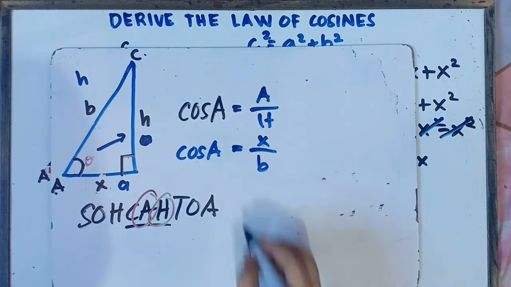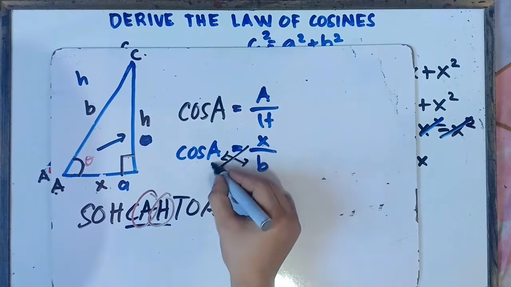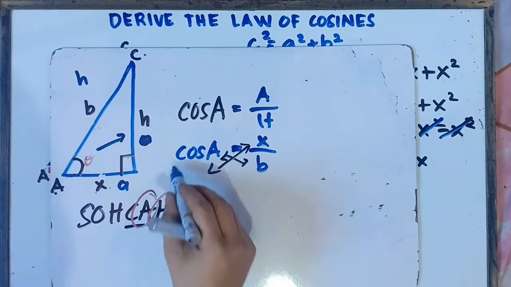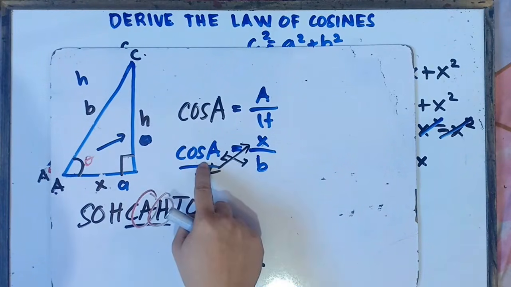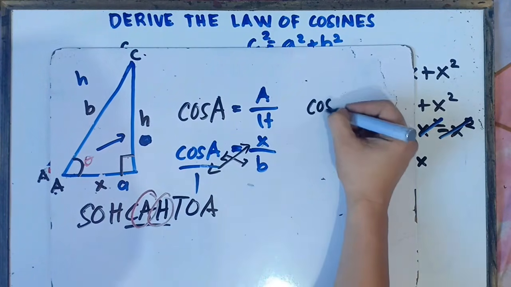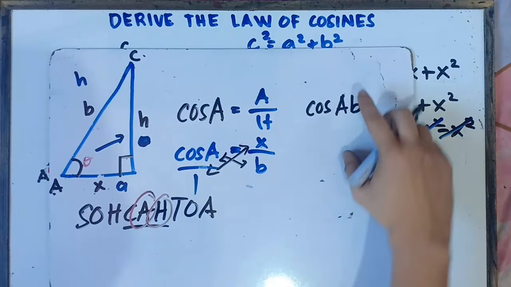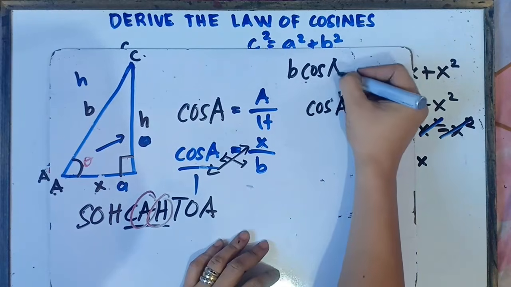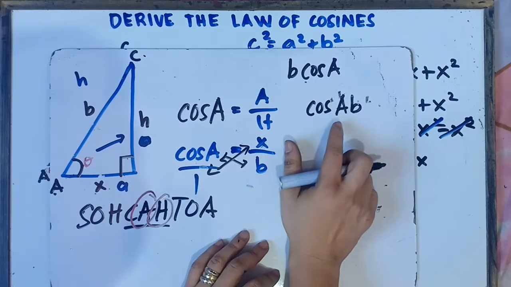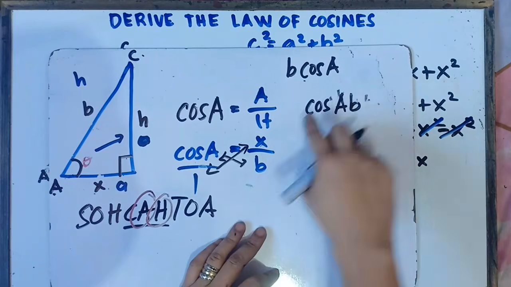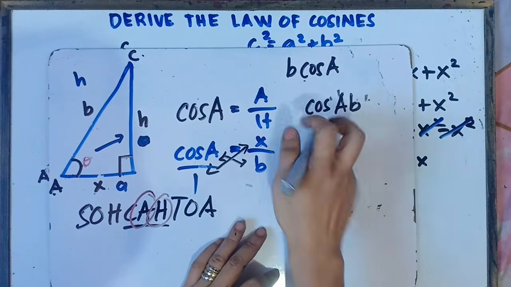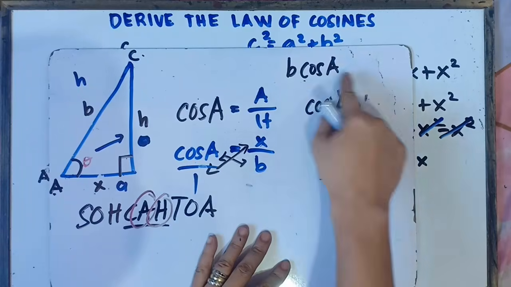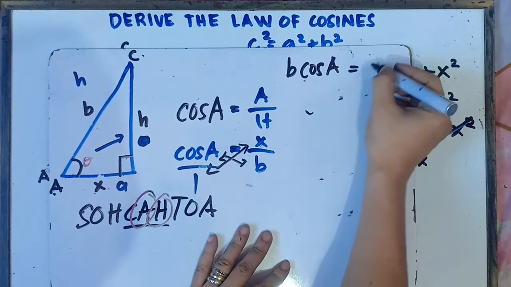For us to find the value of X, simply cross multiply this one. Understood that there's a one here, right? Cosine A times B, that would be cosine A and then B, or we can write B cosine A. This is just the same, class. But we can write this one as B cosine angle A is equal to X.